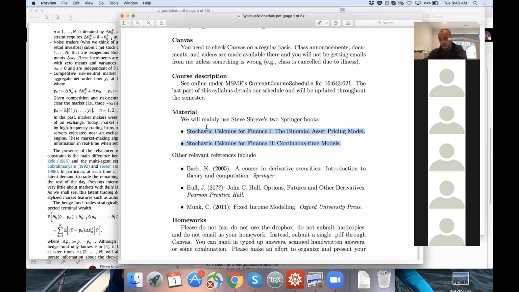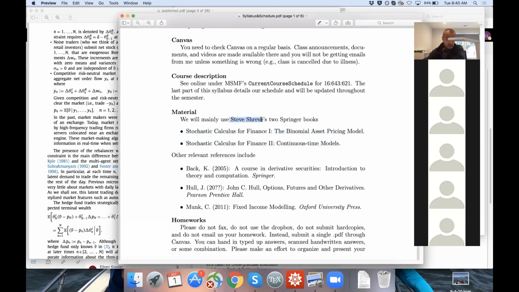So these are the main textbooks. For those of you who know the Carnegie Mellon program, Steve Shreve developed this program in the 90s, and he has been teaching stochastic calculus for quant finance ever since.